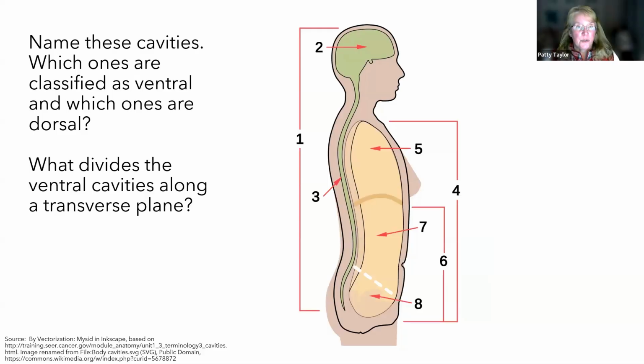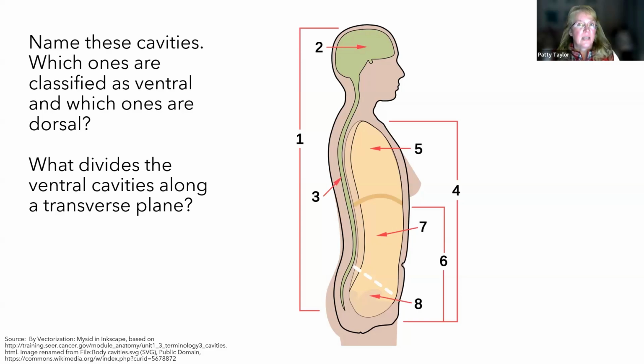So let's do a little review. Let's go through and name these body cavities. Starting with number 1, notice this points to cavities 2 and 3. On the opposite side of the body, we have number 4, which includes cavities 5, 7, and 8.